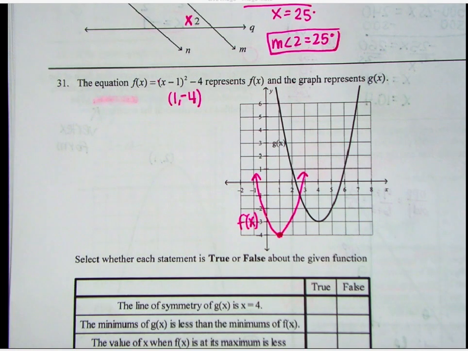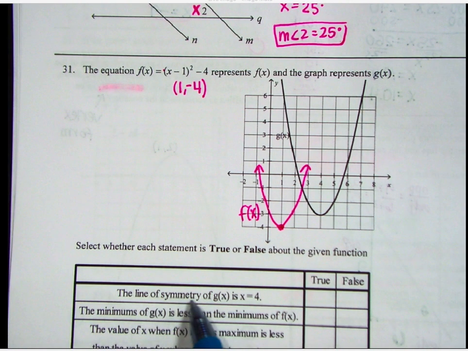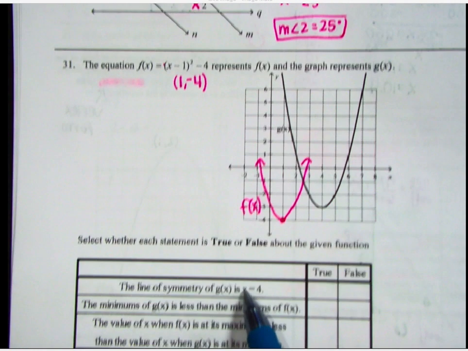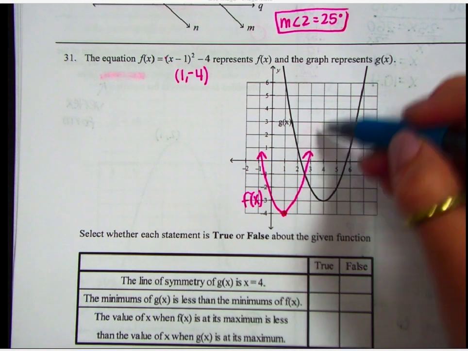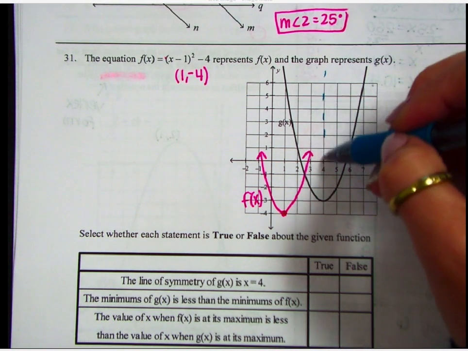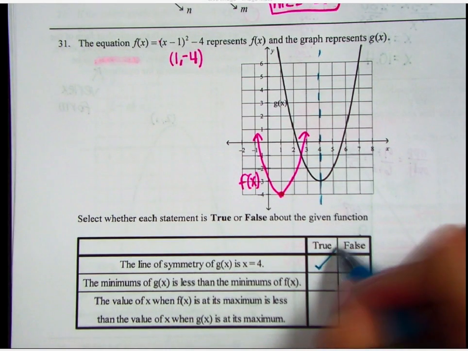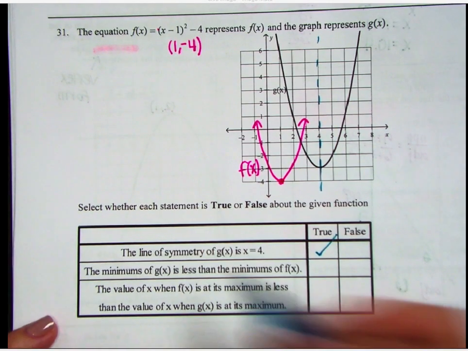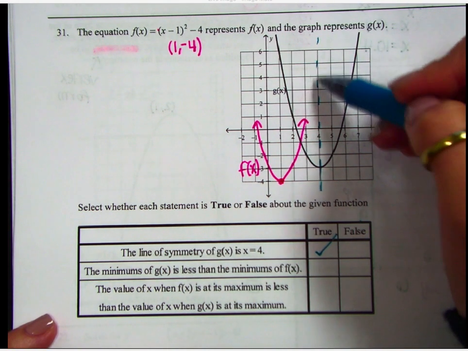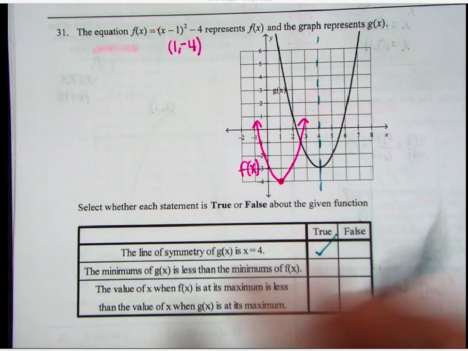Okay, so is the line of symmetry for g of x equal x equals negative 4? Yes, this line of symmetry for g of x is at x equals 4, so that is true. Remember, line of symmetry is looking at the vertex, right?